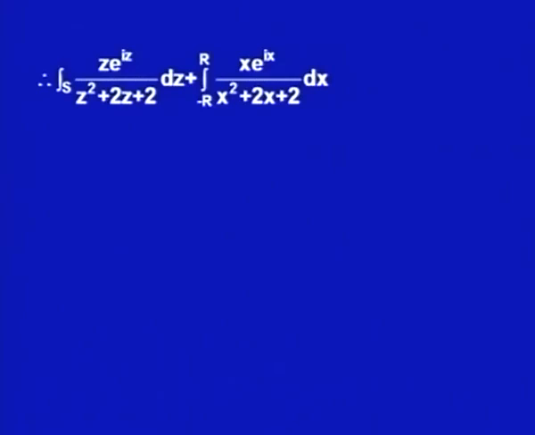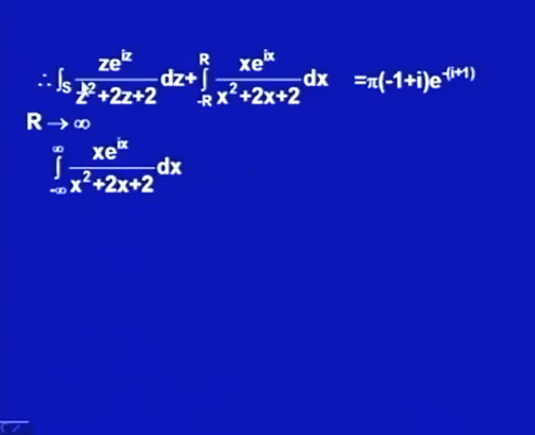What we have obtained is that the integral along the semicircle S of the function z e^(iz) upon z² + 2z + 2, plus the integral along the real line from minus r to plus r of x e^(ix) upon x² + 2x + 2 dx, is by the first result π times (−1 + i) into e^(−1+i). Now take the limit as r approaches infinity; just now we had shown that this integral would approach 0.